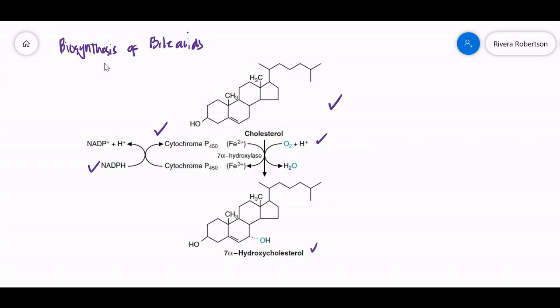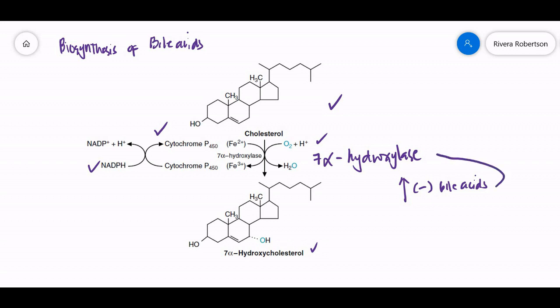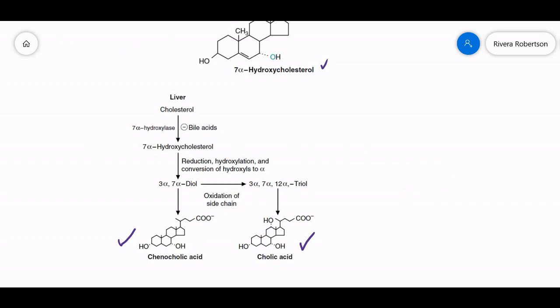This reaction is catalyzed by 7-alpha hydroxylase. The activity of 7-alpha hydroxylase is inhibited by the presence of bile acids. So, bumababa yung activity ng 7-alpha hydroxylase kapag dumadami yung bile acids. Now, your 7-alpha hydroxycholesterol can be converted into the bile acids chenocholic acid and cholic acid.